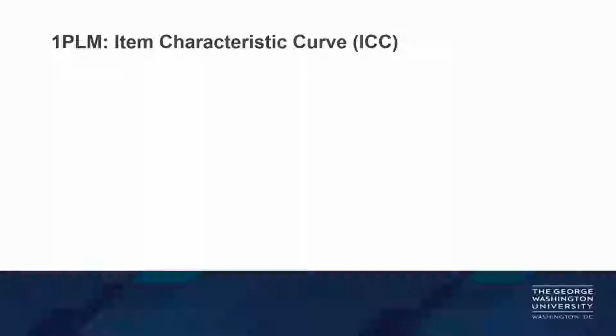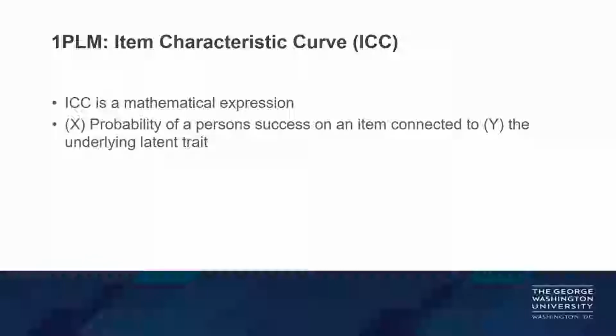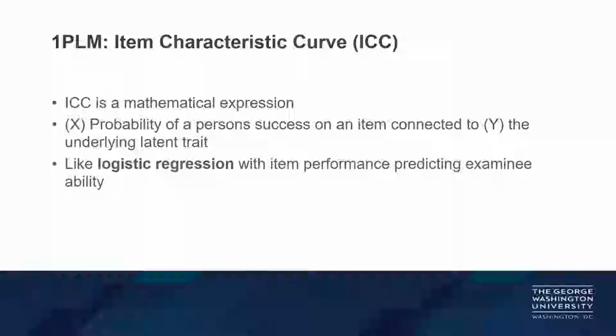For the one parameter logistic model in item response theory, we're going to look at the item characteristic curve. It's a mathematical expression. We can say that we have a probability of a person's success on an item connected to the underlying trait. Here we'll call the probability of success X, and the underlying trait Y. You could think about this as a logistic regression function, with item performance predicting examinee ability.